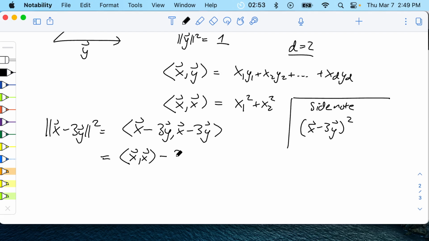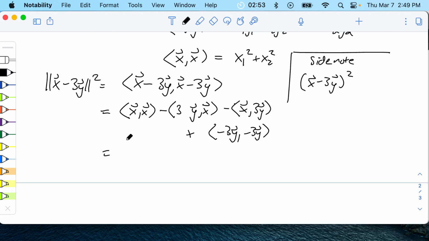Let me write them out properly. Actually, why don't I leave the 3 in for now? So you have x with itself, then this one is minus x with 3y, and then you have minus 3y with x, plus negative 3y with negative 3y. And then you can expand them out even more. You can pull all the constants out. So this is x with itself, then minus 3 times yx, minus 3 times xy, and then these two negative 3s together give a plus 9 yy.